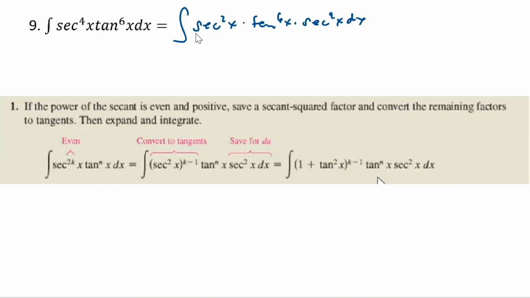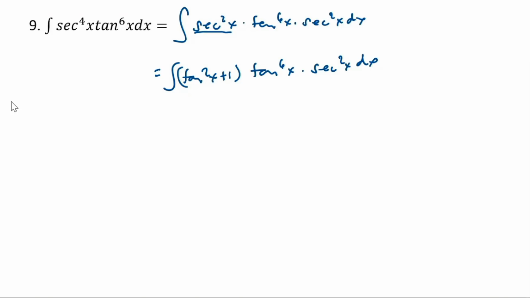And then we are going to use the identity of secant squared x, which means that is tangent squared x plus 1 times tangent to the power of 6 of x times secant squared of x dx. So from here, I can let now u as tangent x and du is equal to secant squared x dx, which is now visible in our given.